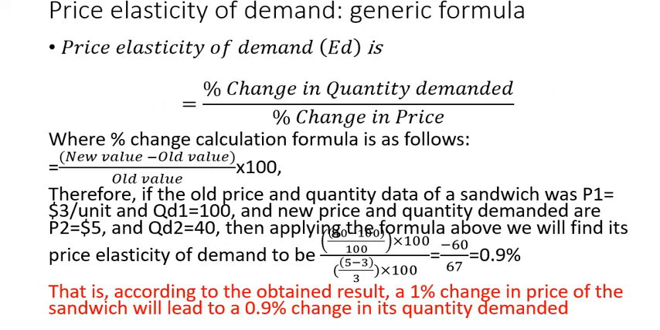So let's first familiarize ourselves with the generic formula to calculate price elasticity of demand. The generic formula is percent change in quantity demanded over percent change in price, right? So the denominator is the percent change in price, which prompts the consumer to change its quantity demanded decision making. So price change is on the denominator and the quantity demanded change is on the numerator.